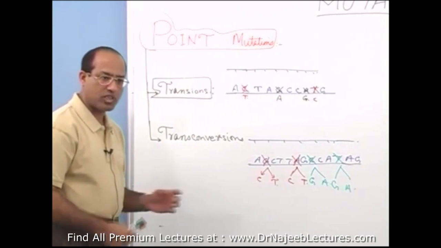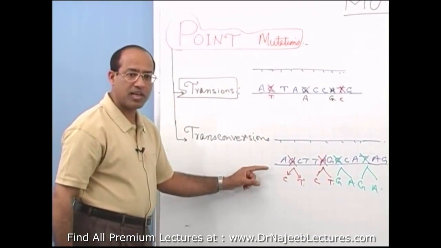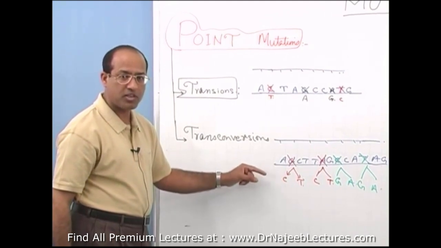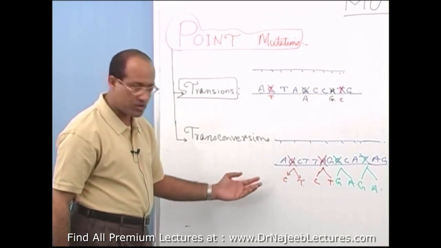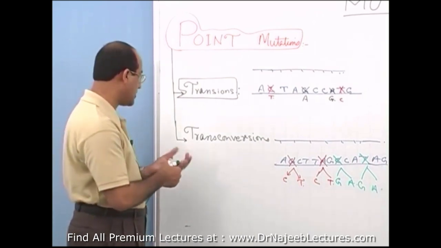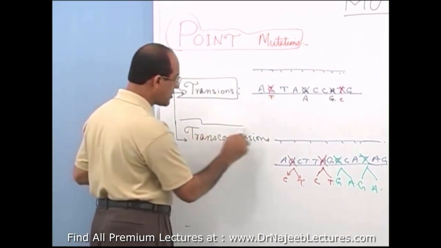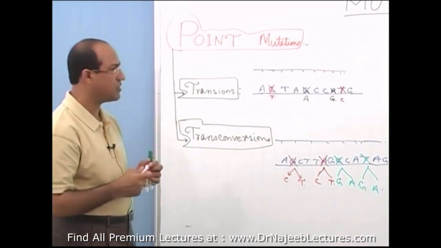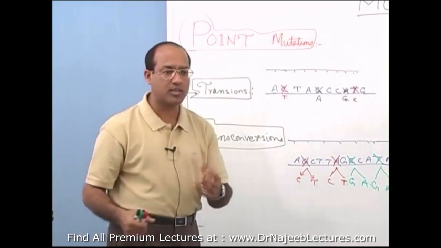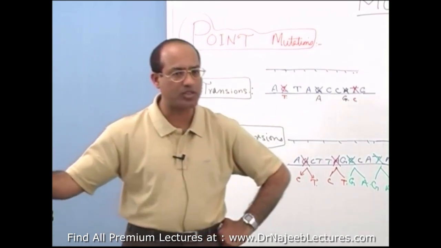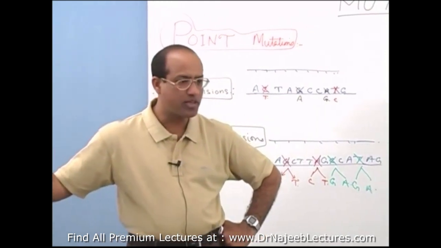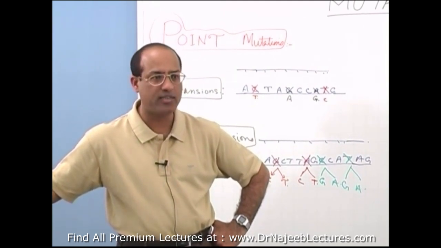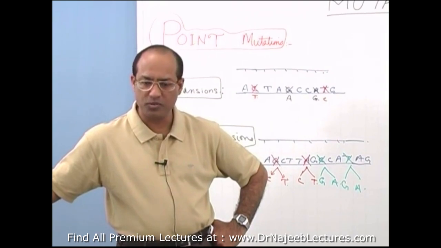This type of situation where a purine may be replaced by either of the two pyrimidines, or a pyrimidine is replaced by either of the two purines, this type of mutation is called transversion. Right? So, this was one way to look at the point mutation. What is point mutation? Point mutation means that in the genome, a particular single nucleotide nitrogenous base has been altered.